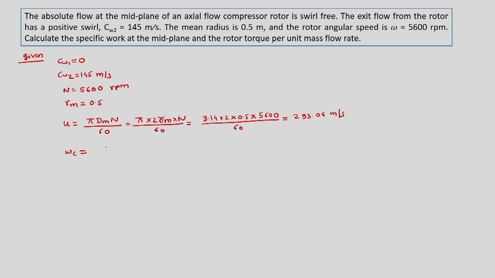We are supposed to find out compressor work or stage work, which for us is U into CW2 minus CW1, but CW1 is 0. So we have U into CW2, and U is 293.06, CW2 is 145. So it is basically 42.494 kilojoule per kg. We can also find out torque, and torque is R into CW2 for this case, which is 0.5 into 145. So we have torque 72.5 meter square per second for the unit mass flow rate assumption.